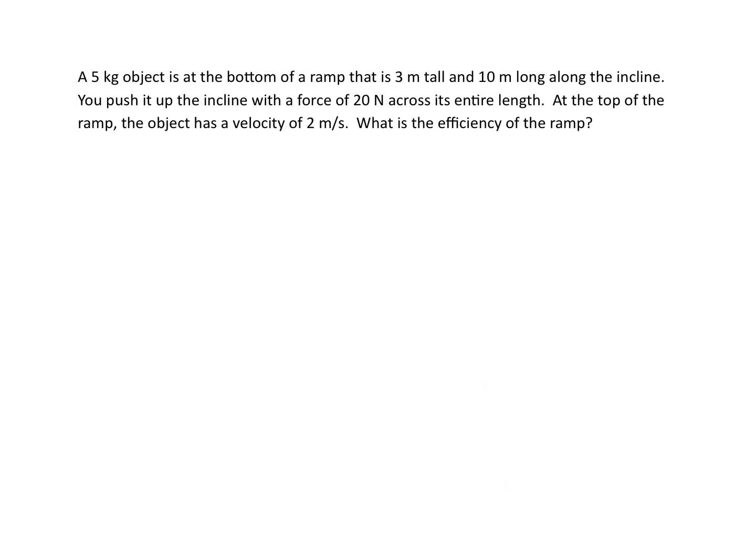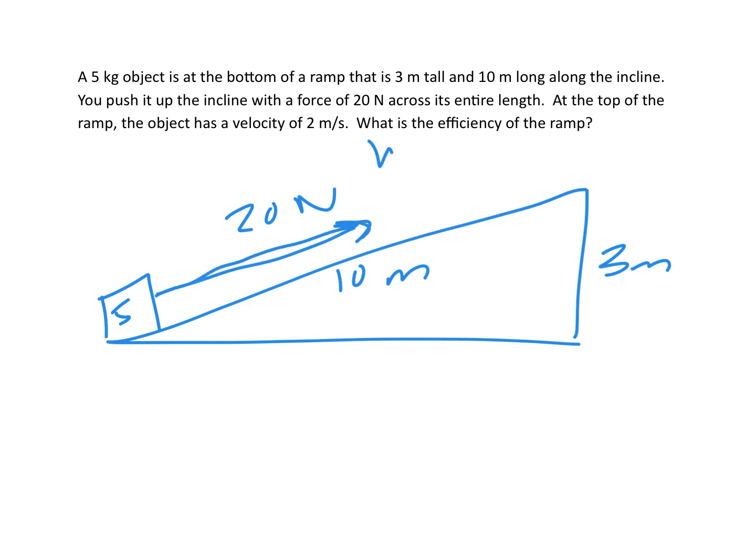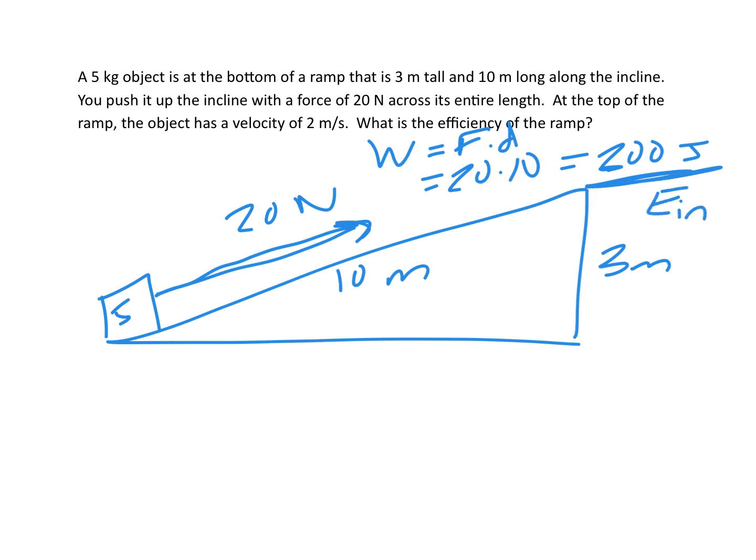So again, we have a ramp, and the ramp is 3 meters tall, but 10 meters long. And we have an object at the bottom that we are pushing with a force of 20 newtons up the ramp. And we do that for the entire length of the ramp. So the work is going to be the force we exert times the distance. So 20 times 10. So that's 200 joules that we are putting into the box. That is the energy in. And so the question is, what is our energy out? Where did that energy go?